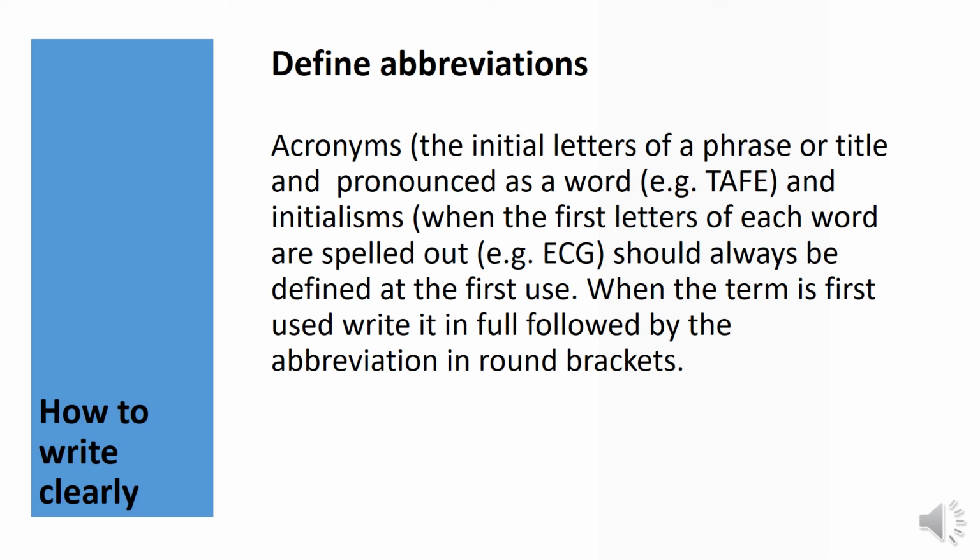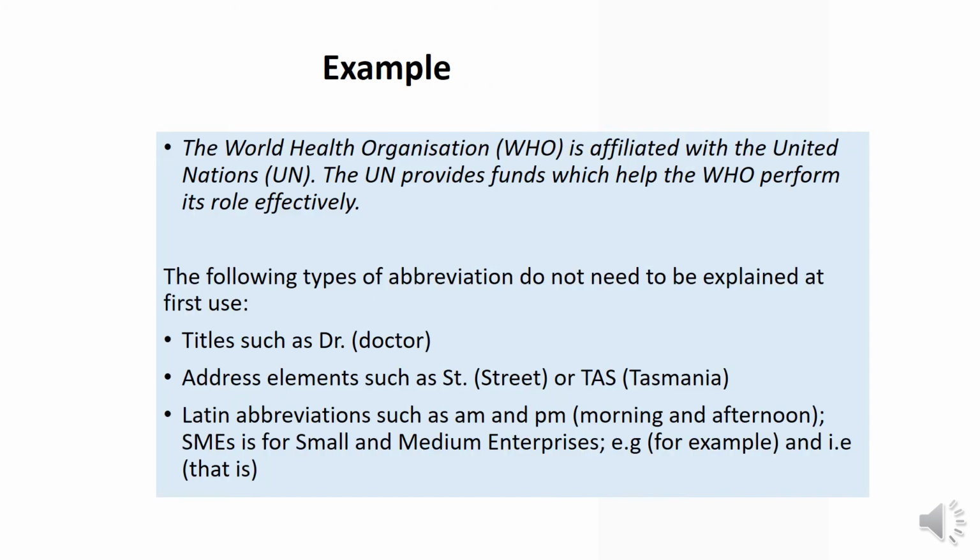When the term is used for the first time, write it in full and then follow it with the abbreviation in round brackets. For example, the World Health Organization (WHO) is affiliated with the United Nations (UN). The UN provides funds with help. WHO performs its role effectively.